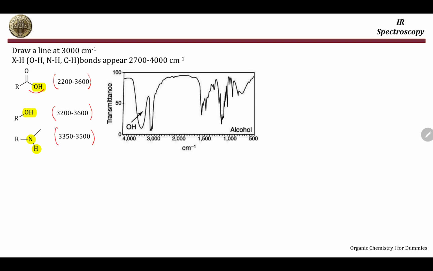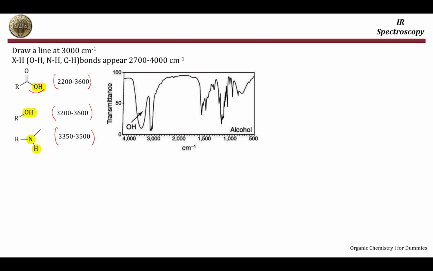See the next slide. A carboxylic acid peak will usually be a broad peak, and we explain the reason, which is hydrogen bonding, starting from 2200 to 3600. This is the easiest thing you will be looking at, and you can easily identify it. Alcohols usually appear between 3200 and 3600, and then amines will appear between 3350 and 3500 peaks.